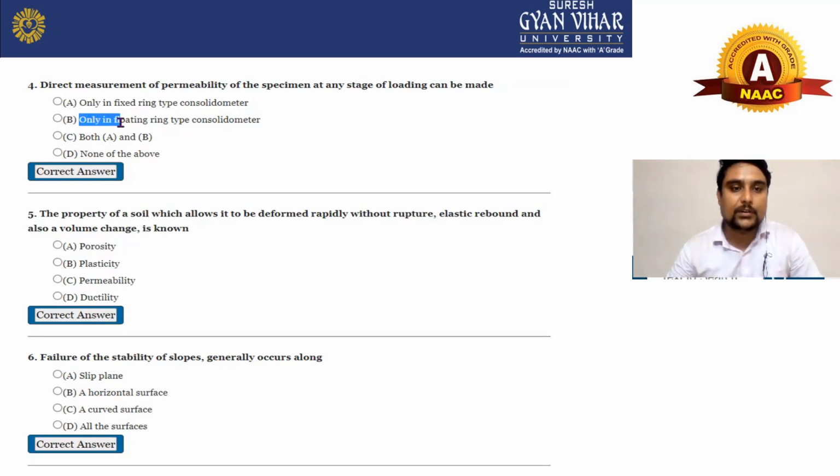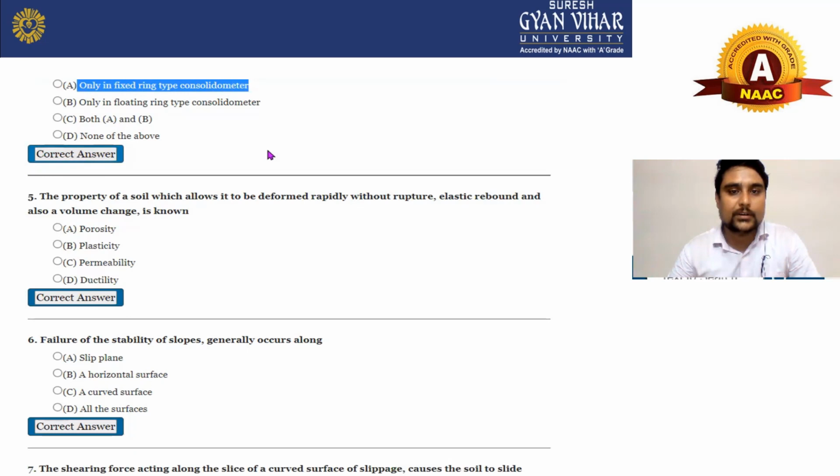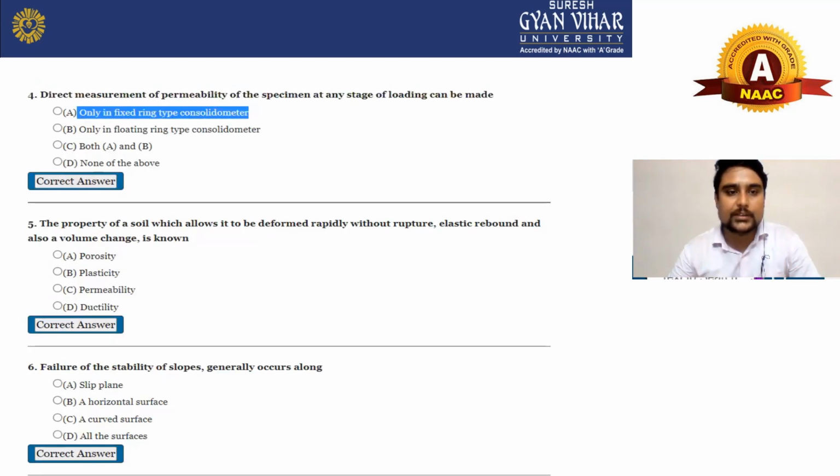B is only in floating ring type of consolidometer. And C will be both A and B, and D will be none of the above. Let's see what will be your right answer. Right answer here will be A, means only in the fixed ring type of consolidometer. It will be your right answer.